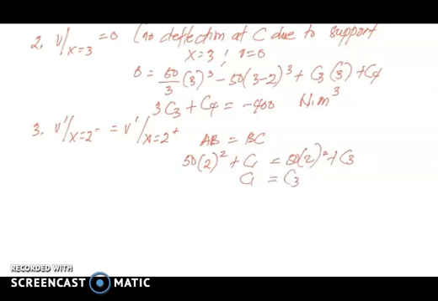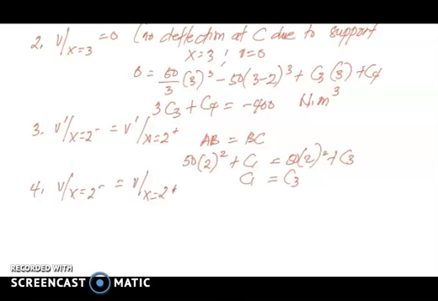Then we have the fourth boundary condition. The deflection at B is continuous. Which means that we can make use of the deflection equation of segment AB and equate that to the deflection equation of segment BC. So you have V at x equal to 2 negative equal to V at x equal to 2 positive. This is the equation of the deflection at segment AB and at segment BC.